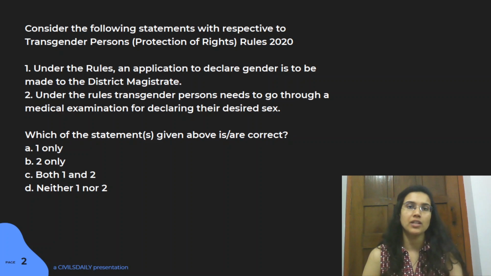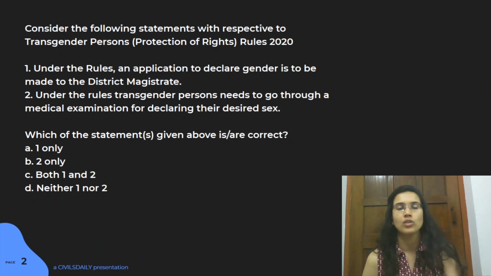The first statement here is right. All the declaration is to be made to the district magistrate. It directly comes under that particular authority. Also, if any parents of the child want to make any kind of application, that is also something that goes to the district magistrate. And there is no physical examination, because this medical examination was sometimes kind of an exploitative mechanism for the transgender community. So that is why this rule has been done away with, and that is why we have the answer as A for this particular question.